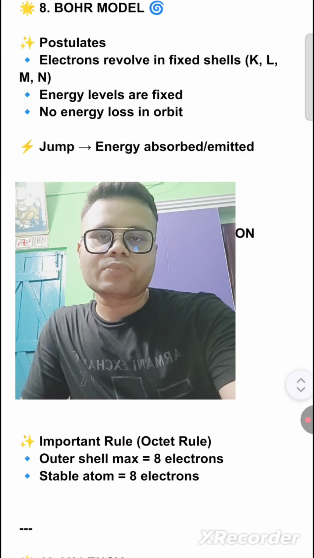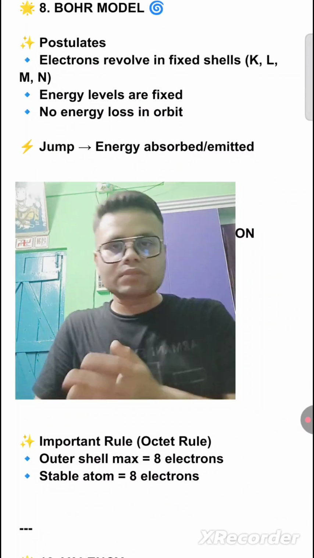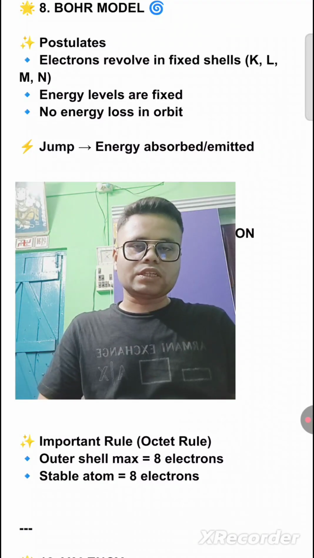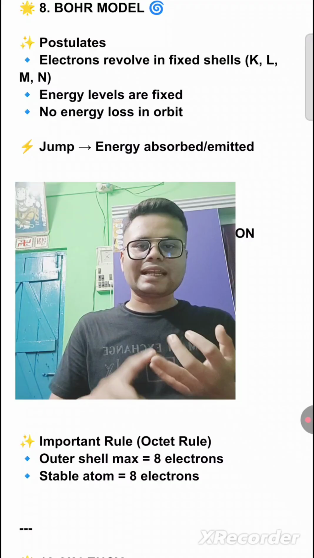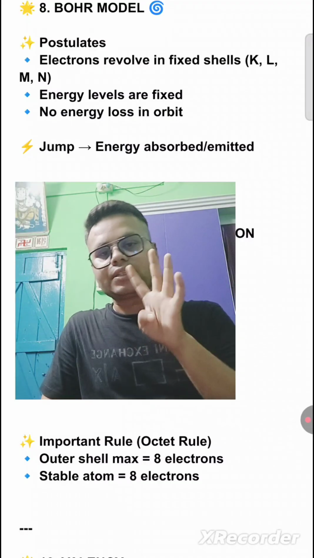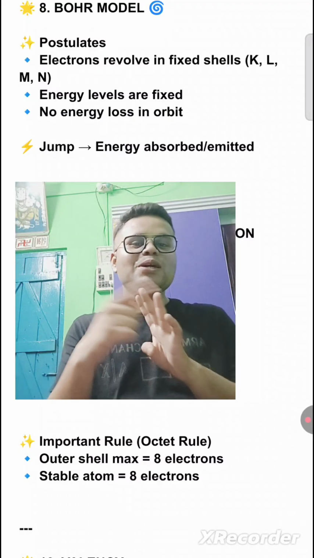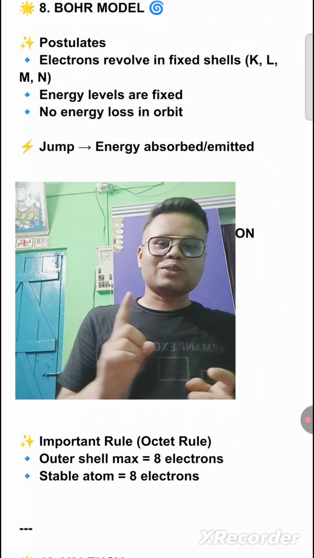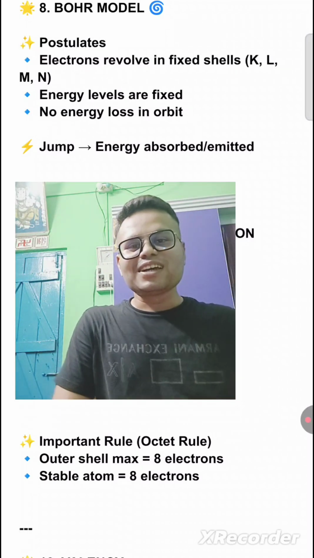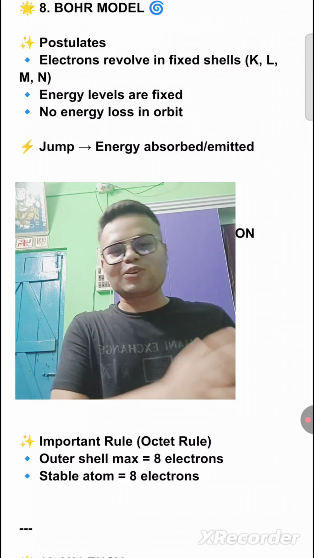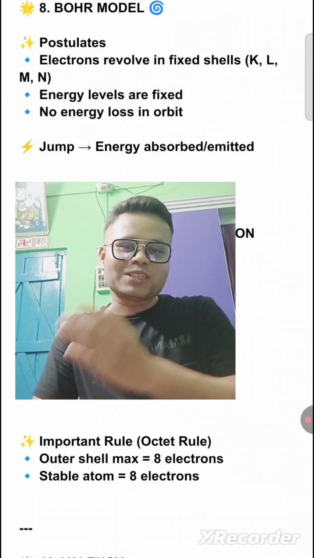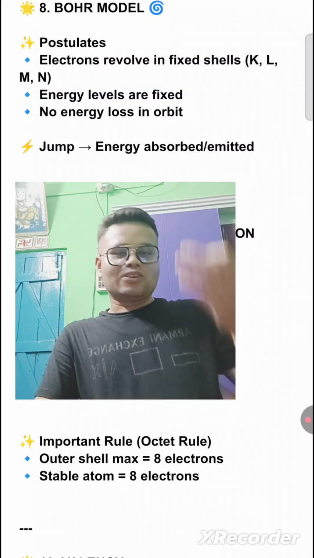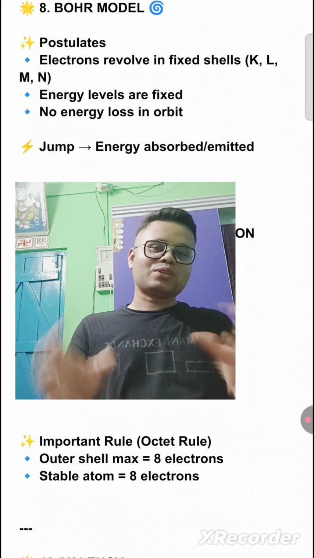Next class, Bohr's model. What do we mean by Bohr's model and what are its postulates? The electrons revolve in fixed shells K, L, M, N. There are 4 shells. The energy levels are fixed, and there is no energy loss in orbit. When an electron jumps, energy is absorbed or emitted. Both happen in this.